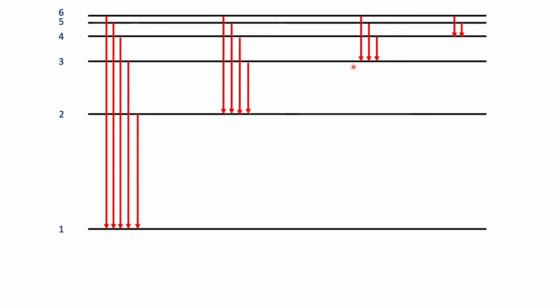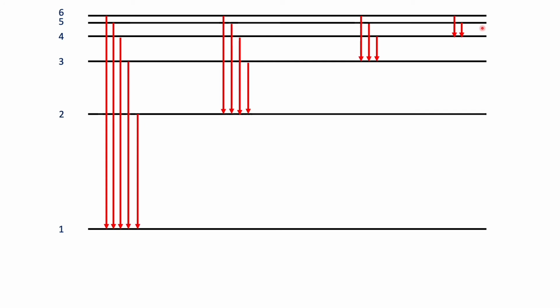Electron relaxes into the third energy level from sixth energy level, fifth energy level, and fourth energy level. This repeats for the fourth energy level and fifth energy level as relaxation. These are the transitions from higher energy level to lower energy level. Depending on these transitions, we can sketch the spectrum.